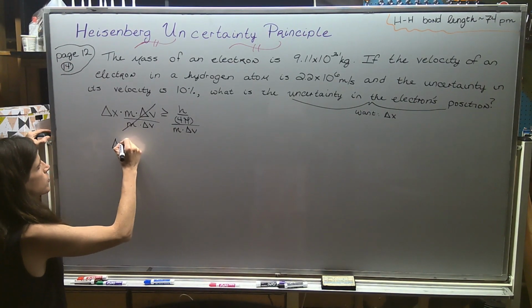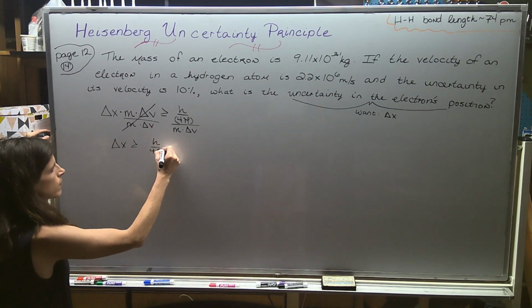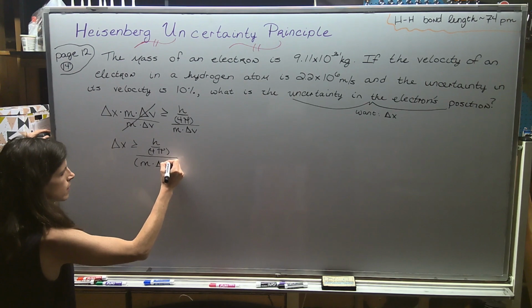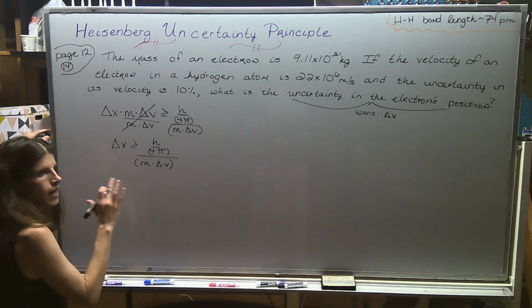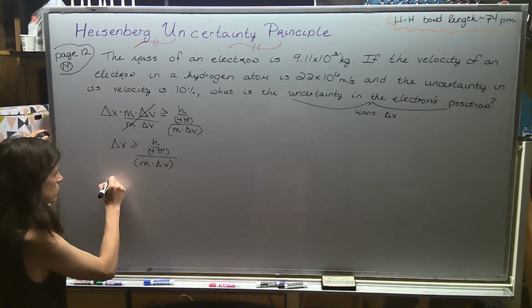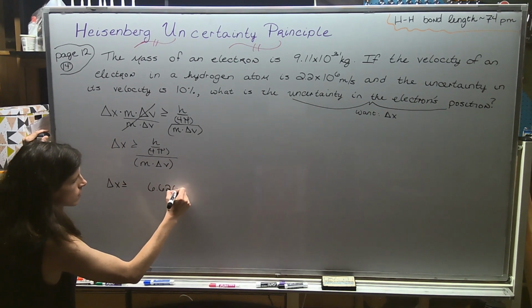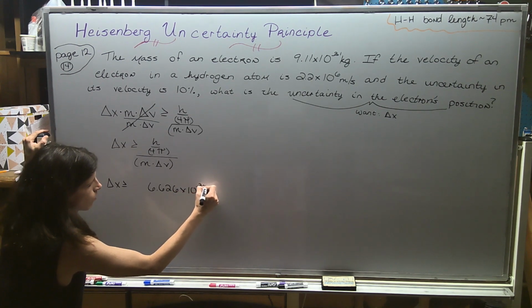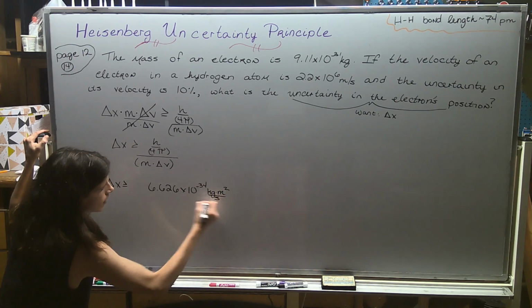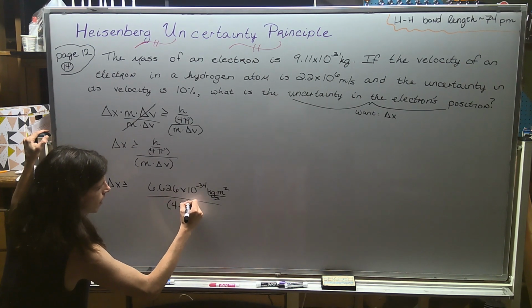So now I have delta x is greater than or equal to h over 4 pi, divided by mass times delta v. Just adding in all those parentheses that you need to make sure you use if you're trying to plug it all in one step in your calculator. So we have Planck's constant, 6.626 times 10 to the negative 34 kilograms times meters squared over seconds. That's all going to be divided by 4 times pi.